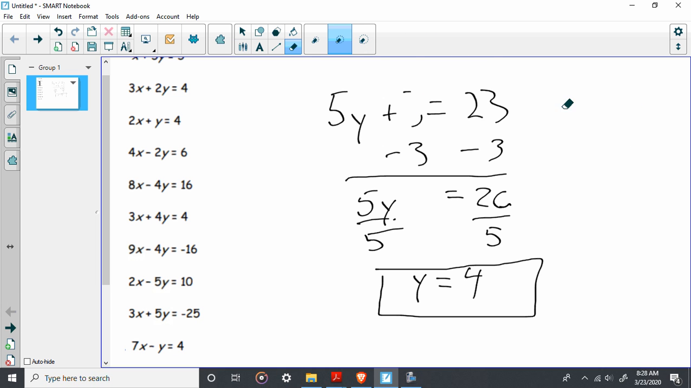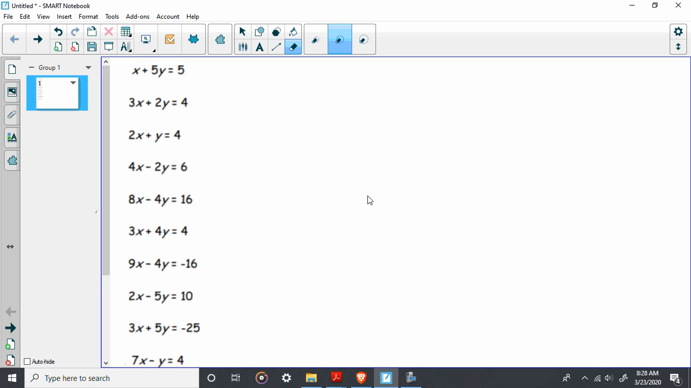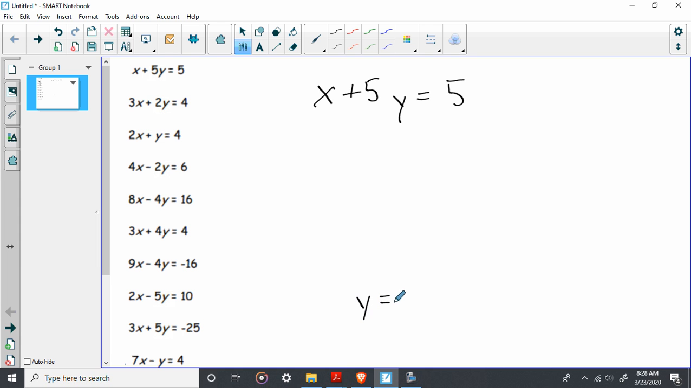What we're going to be doing is essentially that same thing, using those inverse operations, the addition, subtraction, multiplication, division, to isolate a variable y. So I'm going to go through a few of these examples, and hopefully that'll clarify things. So again, I have x plus 5y is equal to 5. And when all my steps are done, I want y is equal to something times x plus or minus something, okay?